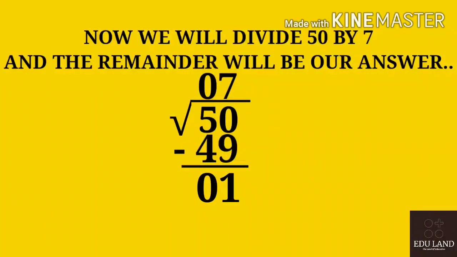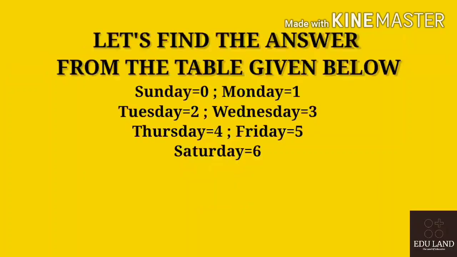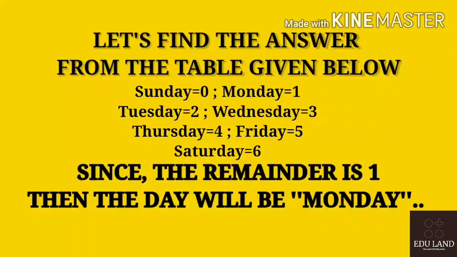Now we will divide 50 by 7 because, as I told you before, there are 7 days in a week, as we all know, and the remainder would be the answer, and in this case the remainder is 1. Now let's find the answer from the table given below. Since the remainder is 1, so answer is Monday. So 23 October is a Monday. You can check the answer from the calendar.